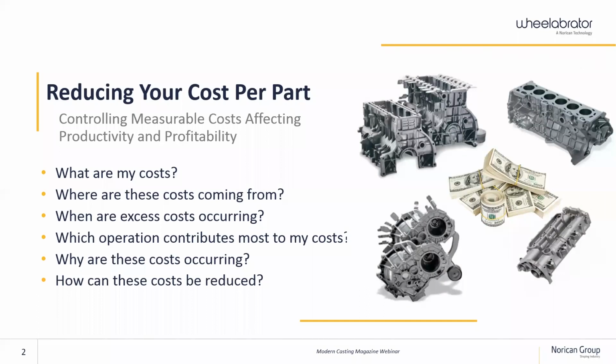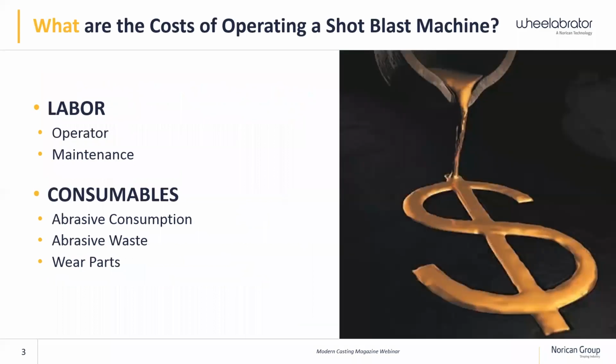We all know it's a shot blast machine. There is cost incurred with running it. And then which operations contribute to most of my cost, why are these costs occurring, and how can these costs be reduced? That's the format and how I've broken up most of the things today.